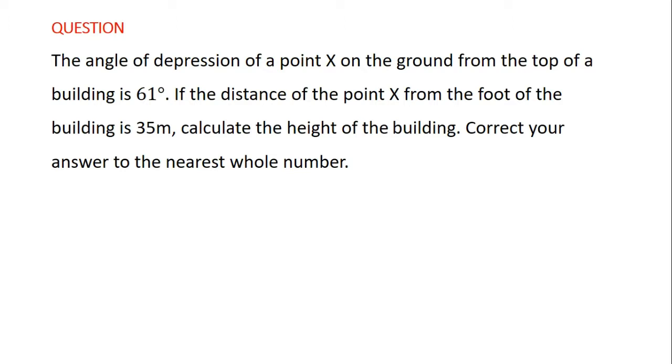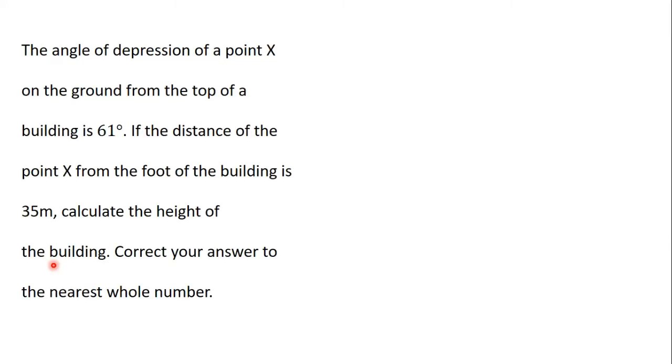The angle of depression of a point X on the ground from the top of a building is 61 degrees. If the distance of the point X from the foot of the building is 35 meters, calculate the height of the building. Correct your answer to the nearest whole number. So you have to draw a diagram for this question.